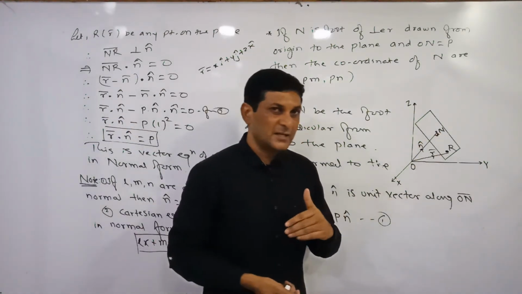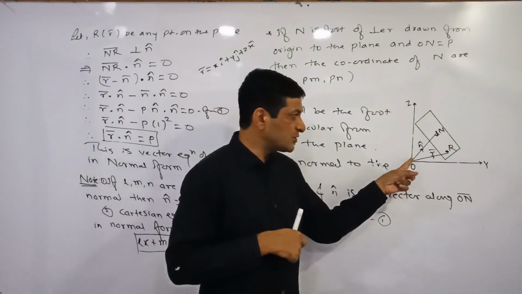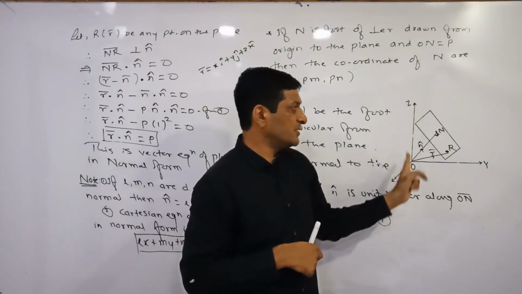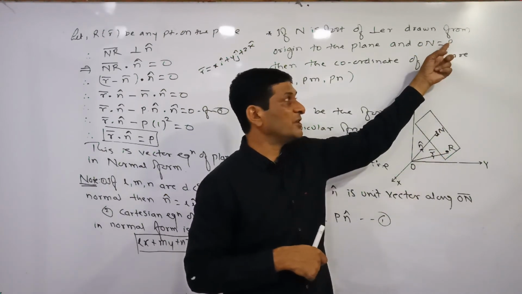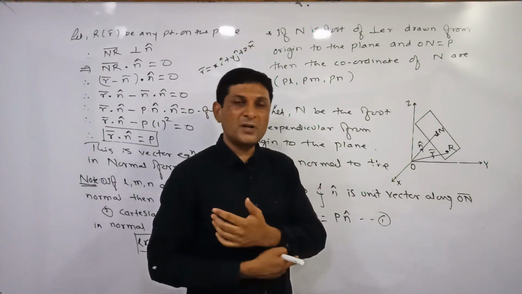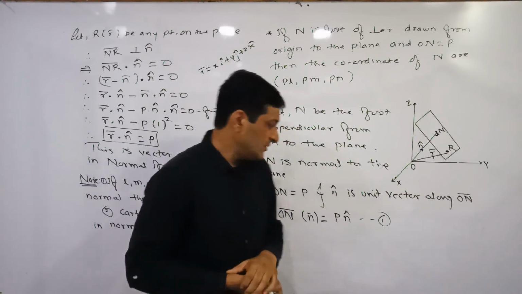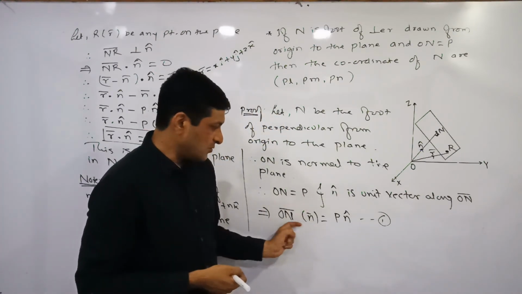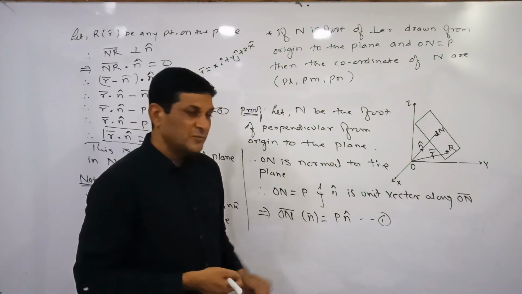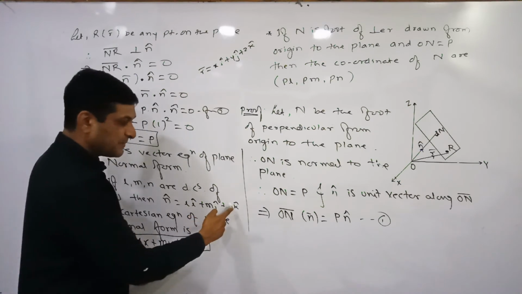Now here n is the foot of perpendicular. Let us try to find the coordinates of the foot of perpendicular if the distance of the plane from the origin is p. At that time we are discussing the coordinates of this foot of perpendicular n. So now this is the value of ON bar, meaning n cap is multiplied by p. And what is the value of n cap? li plus mj plus nk.